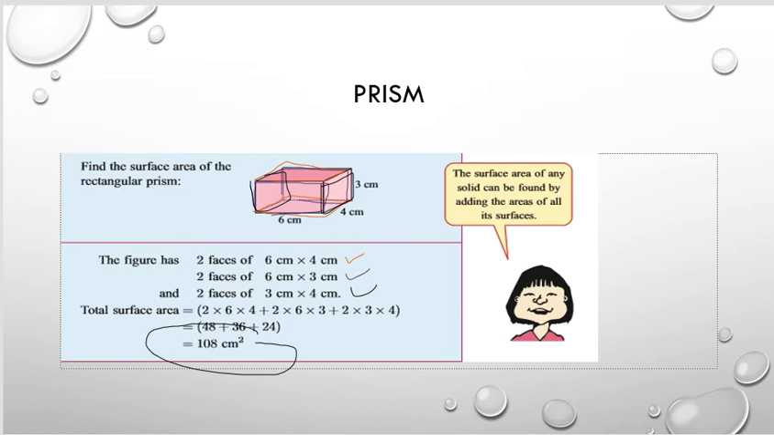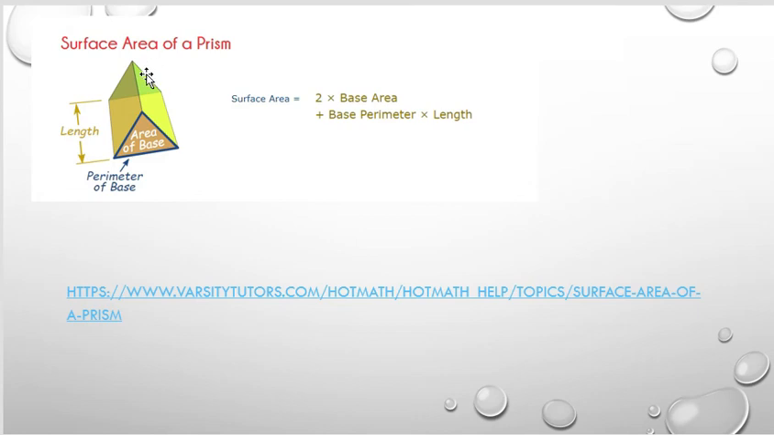Now, let's try to identify the formula for all types of prism. The surface area of a prism is identified using the formula: 2 times the base area plus base perimeter times the length. We will be using this formula with the other example earlier and check whether we get the same value. We will get the same value.